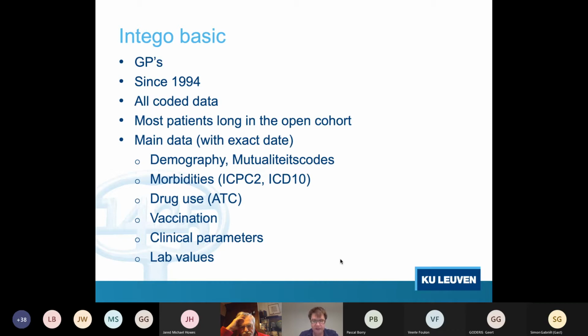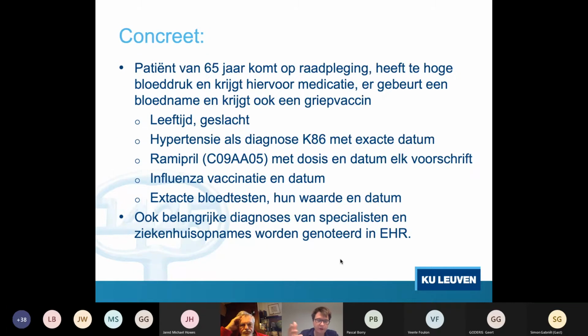And what kind of data are we extracting? Well, the main data is about morbidities, of course, also about some demographics, drug use, vaccination data, clinical parameters, lab values. So everything that's coded in the file of the GP is collected. Of course, there is a pseudonymization, and there is all kinds of aspects involved so that the final database is not identifiable.